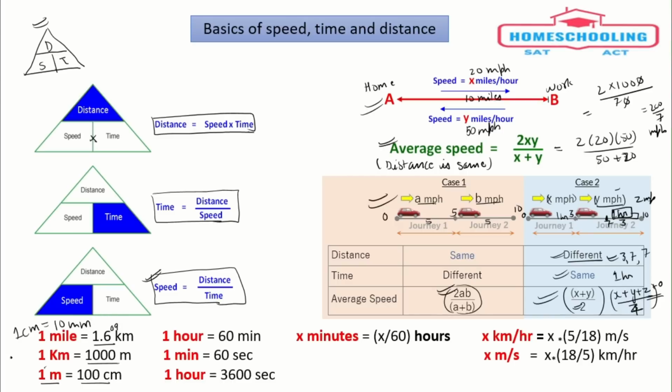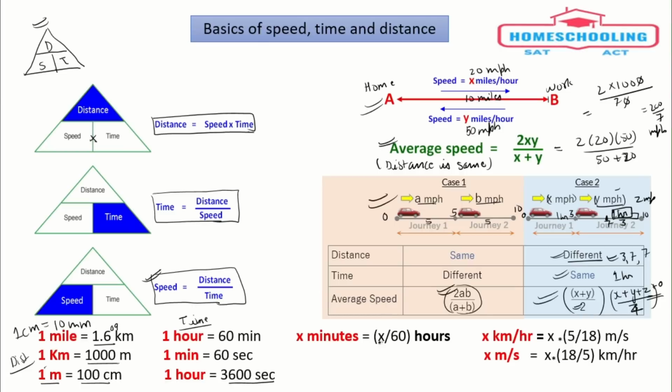Similarly, this was your distance. So for time, 1 hour has 60 minutes, and in 1 minute you have 60 seconds. So in 1 hour would be how much? 1 hour would be 60 times 60, that is 3600 seconds.